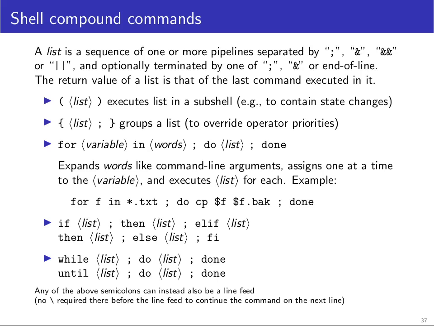Now let's have a look at compound commands for structured programming. How can you do conditional branches, for loops, while loops? How can you group lists of commands together when you write shell scripts, or sometimes also just on the command line in interactive use? We've already seen that you can combine several commands to a pipeline using the vertical bar to feed the output of one command into the standard input of the next.